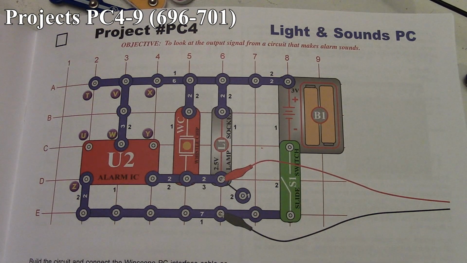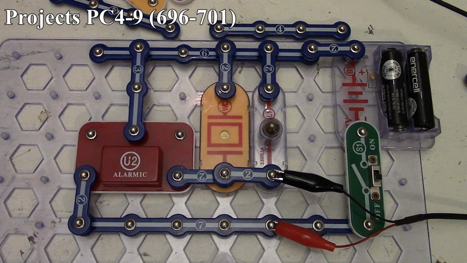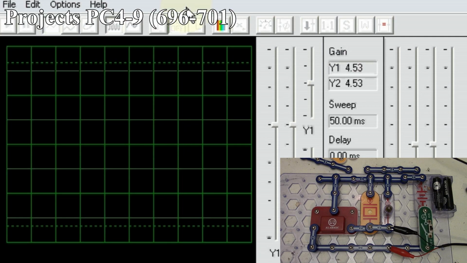So anyway, we've got project PC4 here, which is the Light Sounds PC. That's how it looks in the book, and there it is on our board. So let me go ahead and get Cam Studio recording the oscilloscope here. And let's turn on our circuit.